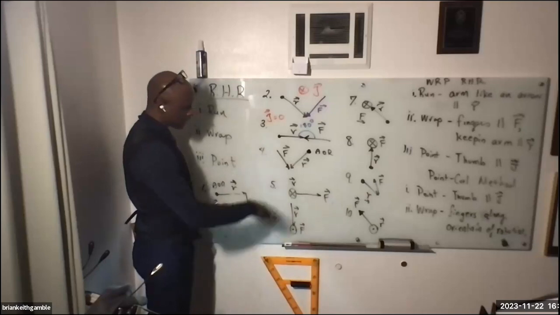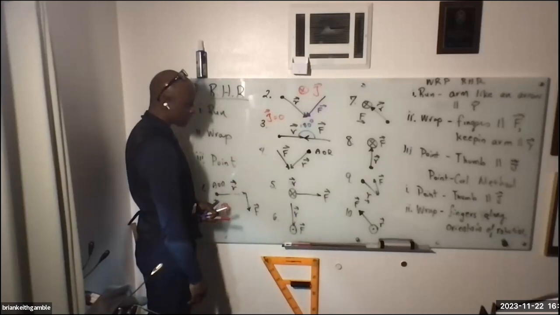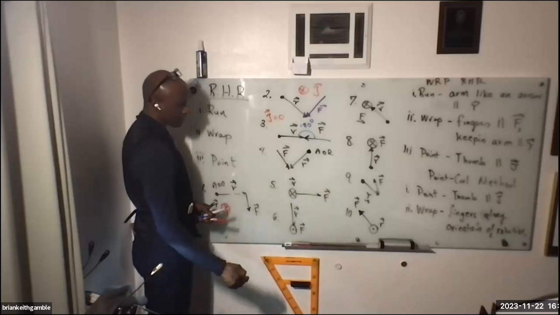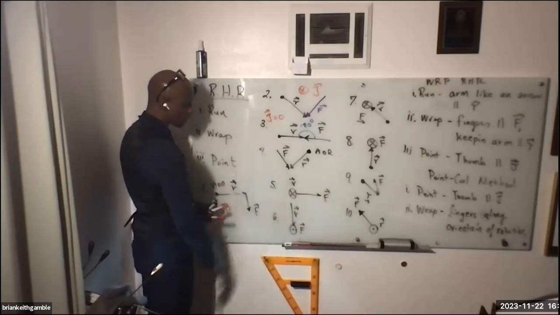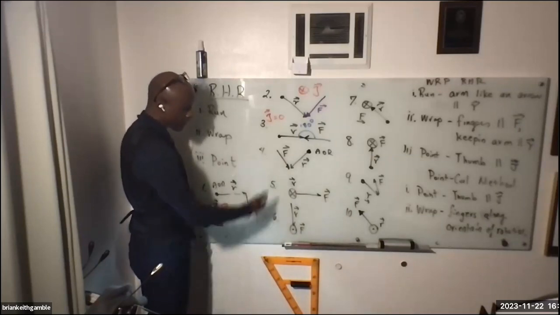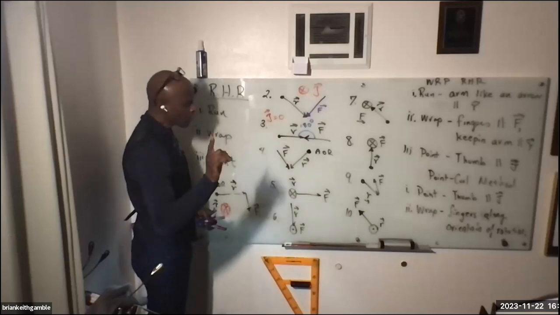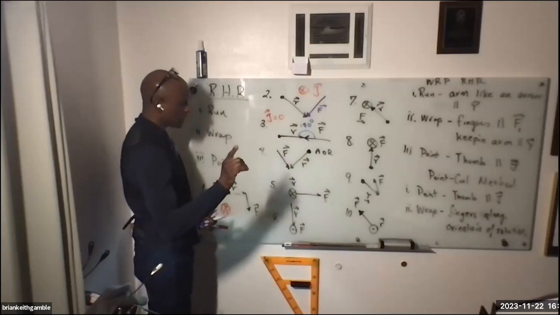So I'll do that one, then I'll let you do the rest as a class exercise at home. And you can ask me about them specifically on Monday if you have difficulty, but we'll do one more. So run wrap point. Clearly there's an angle. Oh, one other thing I want to point out to you.